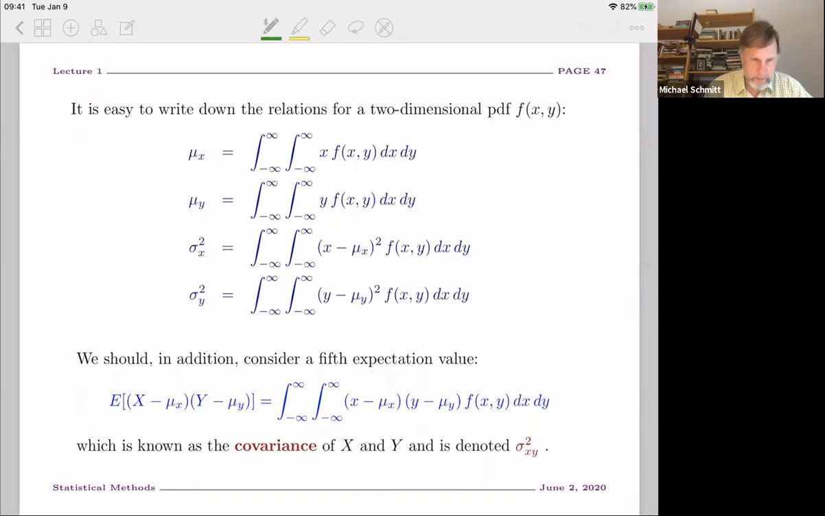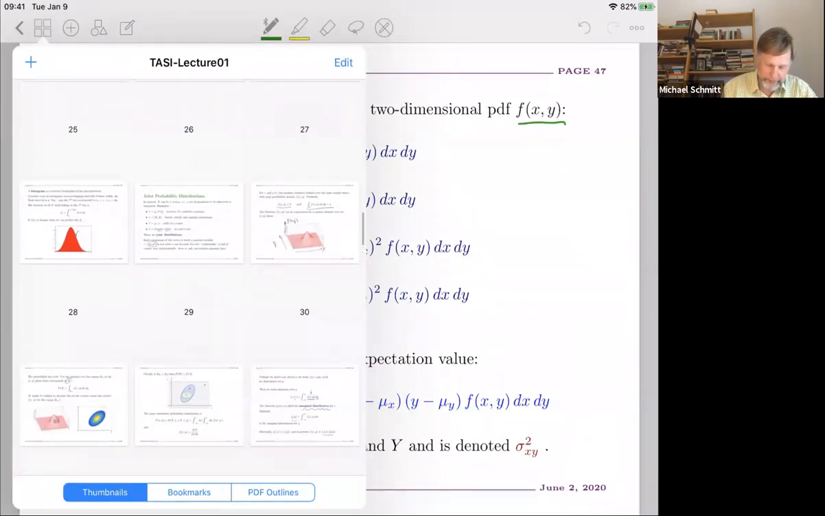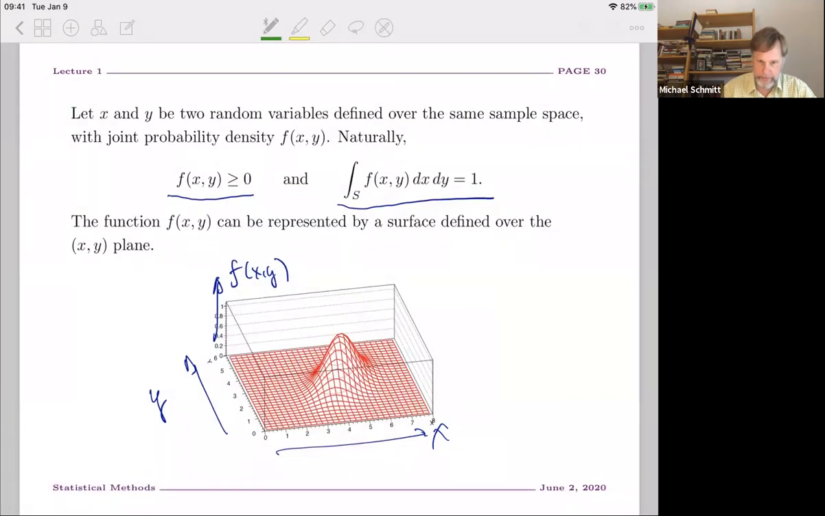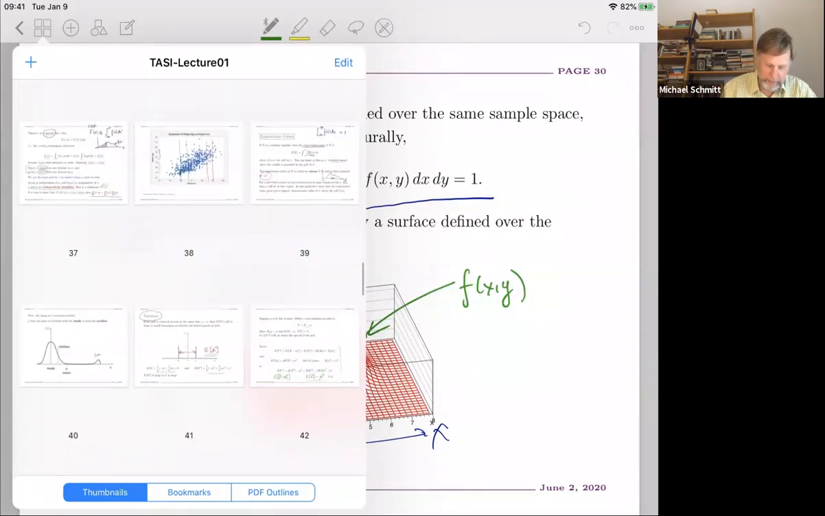Now, let's think about what we could summarize in terms of a two-dimensional PDF, right? Think back to that picture. Maybe I can find it quickly. That picture, where is it? Here it is. Think about this picture here where we've got x going to the right, y going backwards, and here's our f of x and y. We want to now characterize and summarize the properties of this function in terms of our summary statistics that we know already, okay?